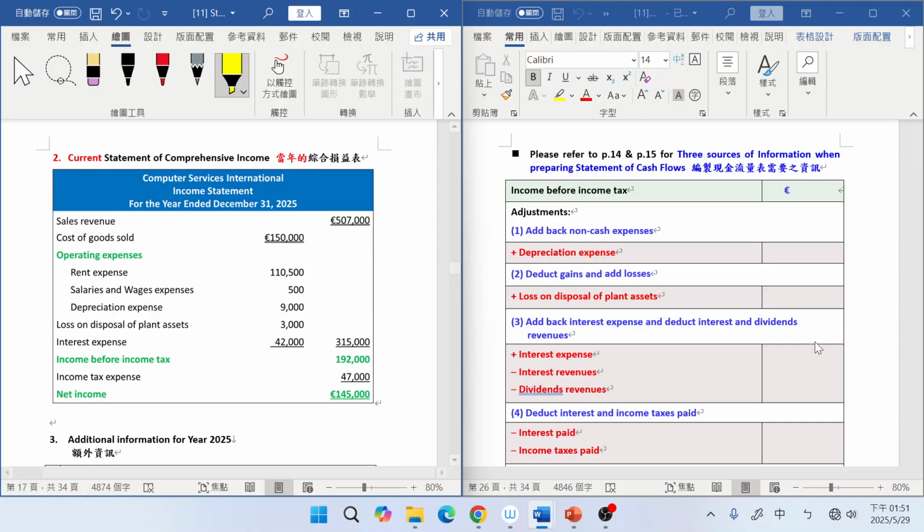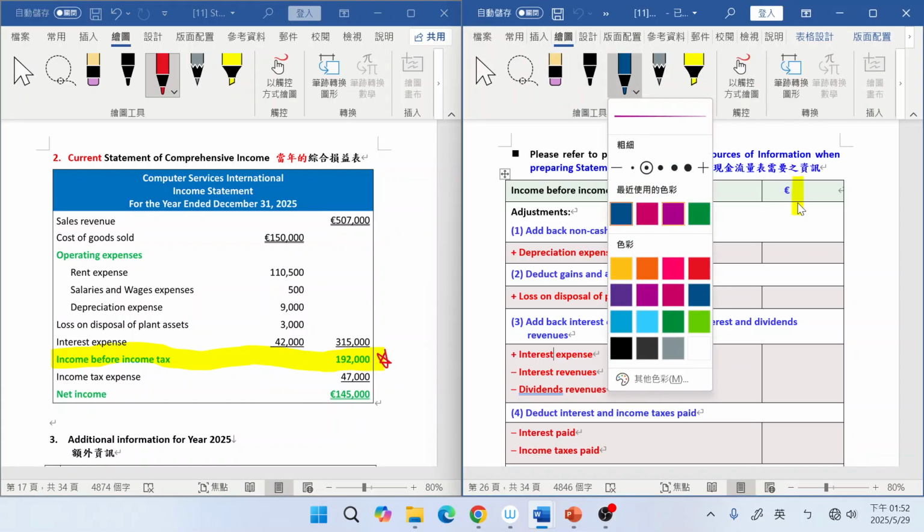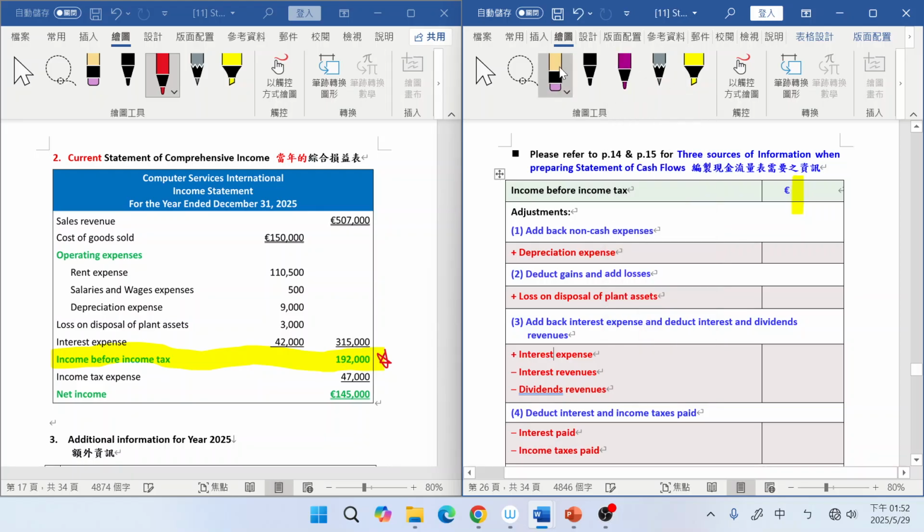We don't have? Oh, sorry. Income before income tax, right here. So did you find the start point? Income before income tax, $192,000. Okay? So you just write down the number $192,000.